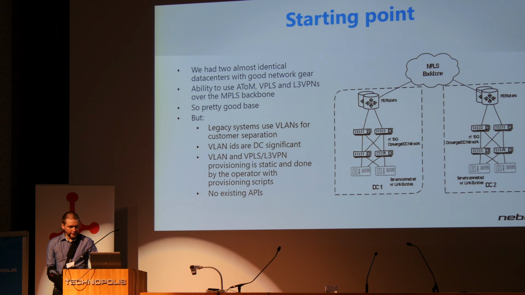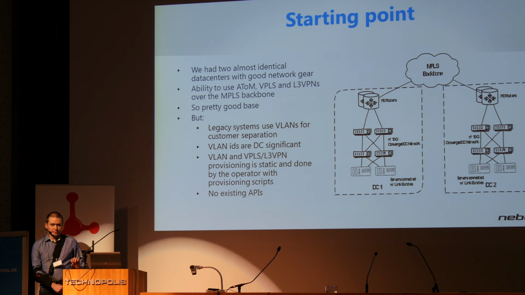So what we had back then, and still have, was 2 data centers with almost identical network gear. We had a 10G converged data center network with servers connected with link bundles to both sides. And between the data centers, we had an MPLS backbone. So we had the ability to do any transport over MPLS, VPLS, and L3 VPNs. So this was a pretty good base for building a public cloud.